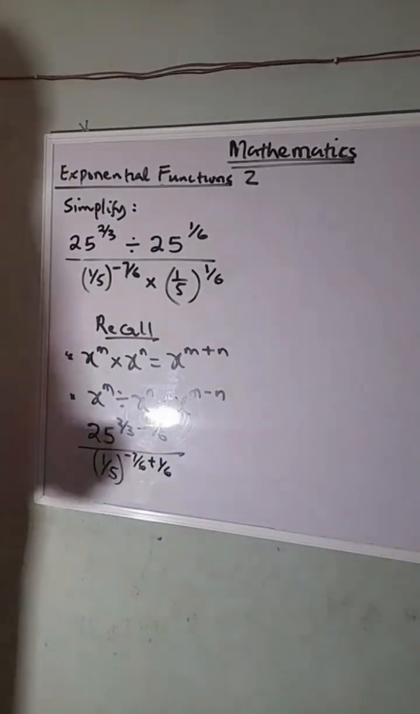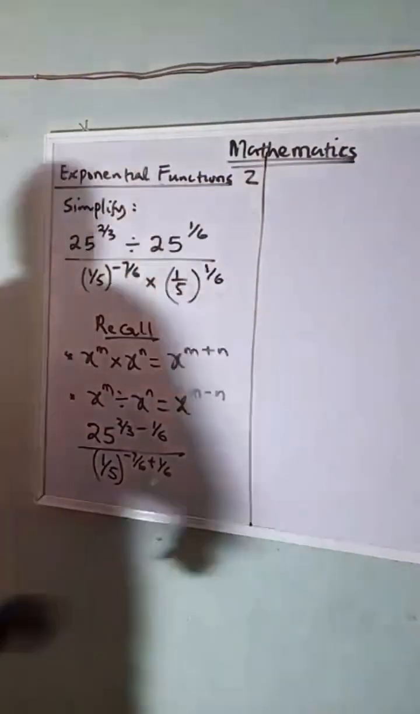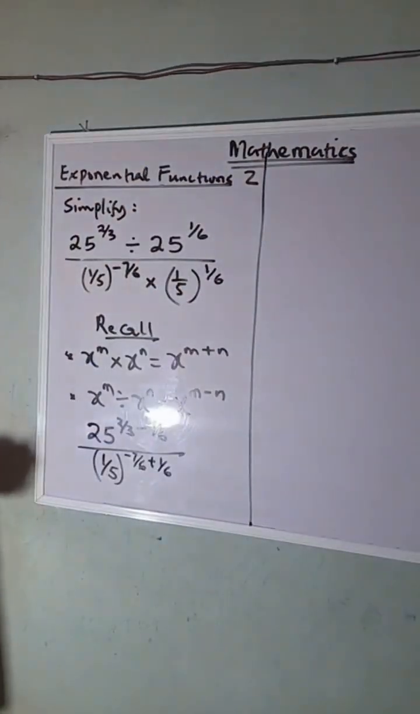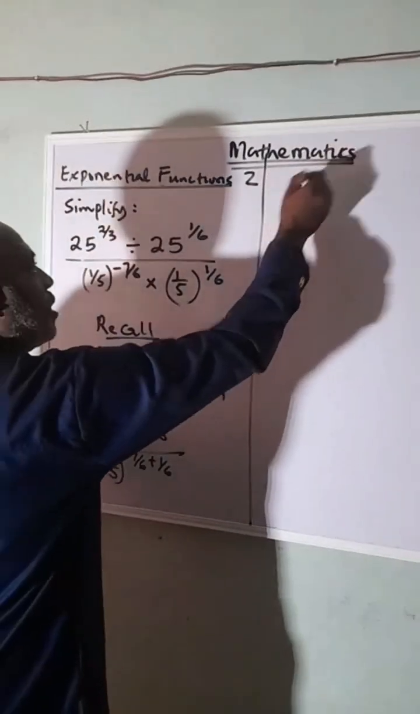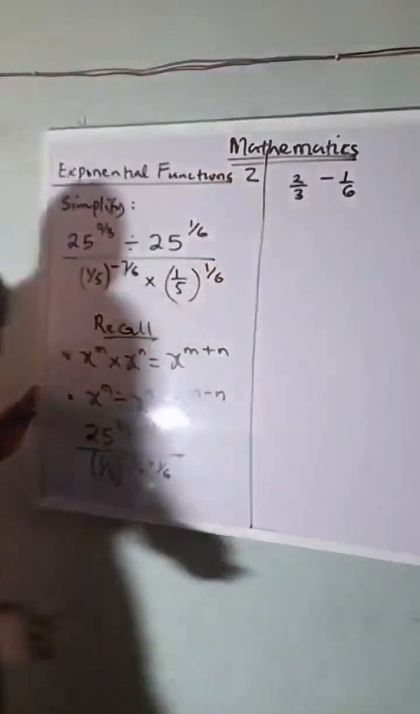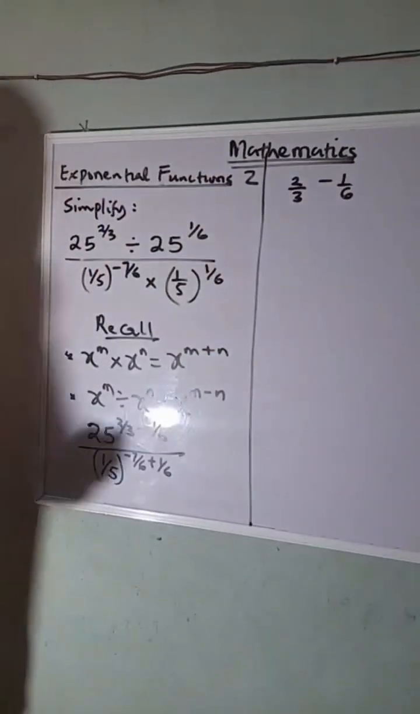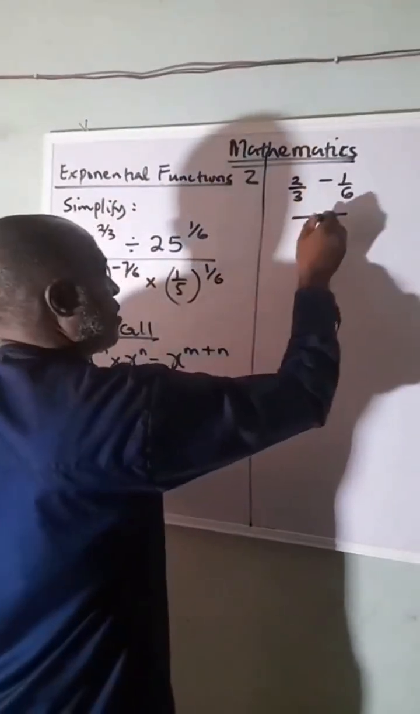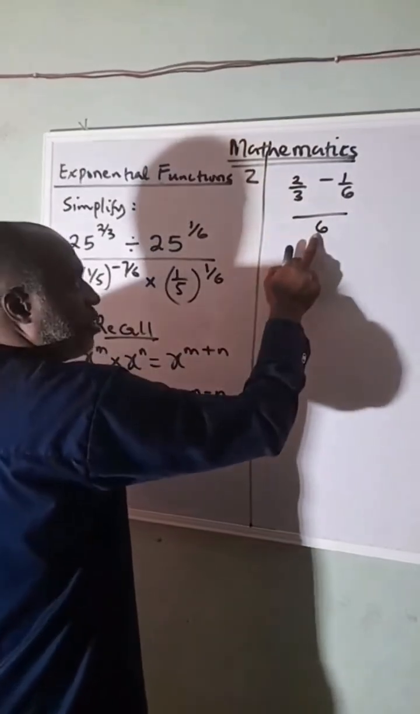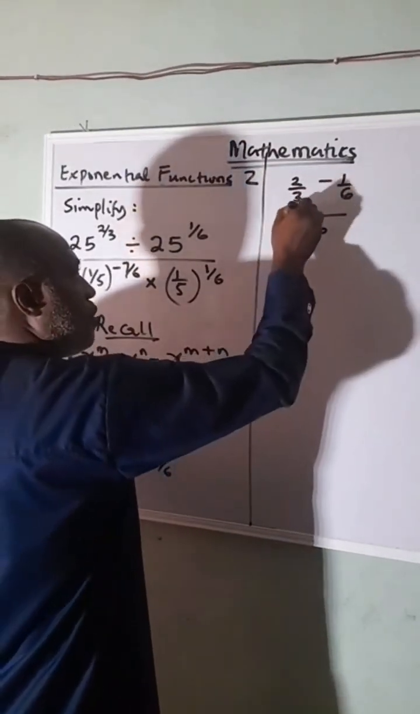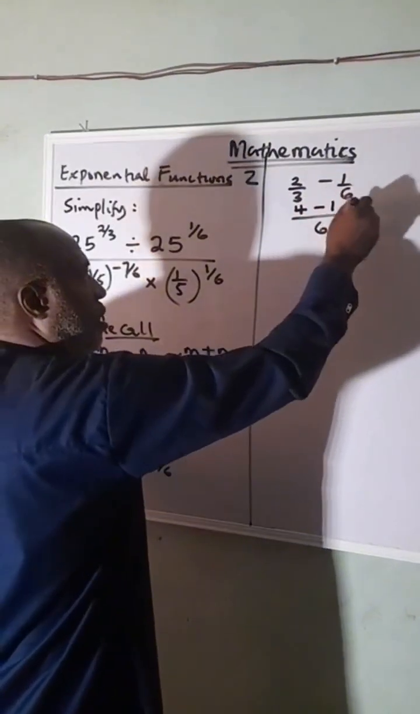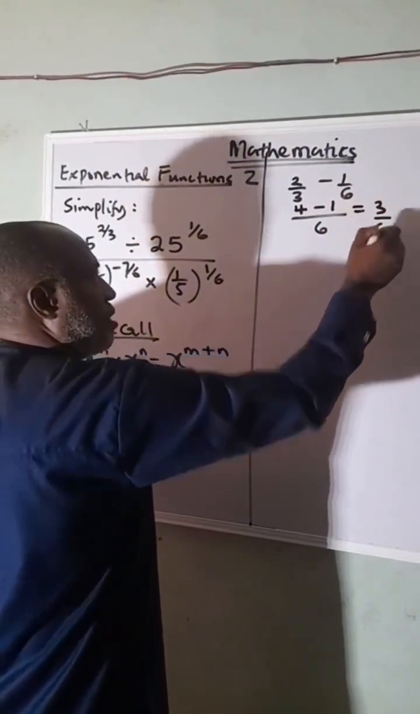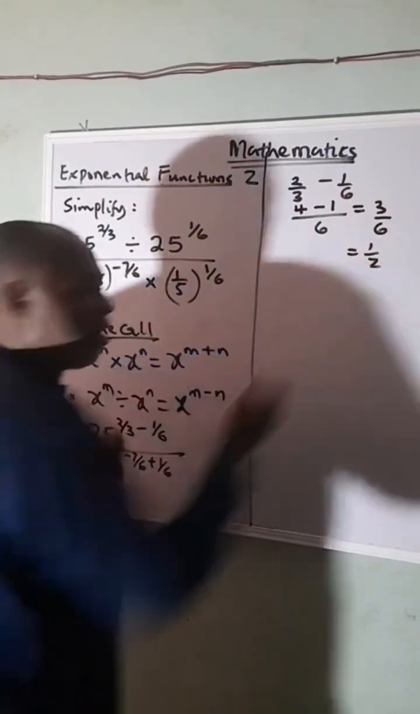If you take your time to run that power, it simply means 2 over 3 minus 1 over 6 for the numerator. The LCM here is 6. 3 in 6 is 2. 2 times 2 is 4. 6 in 6 is 1. 1 times 1 is 1. And you're having 3 over 6, which will give us 1 over 2.